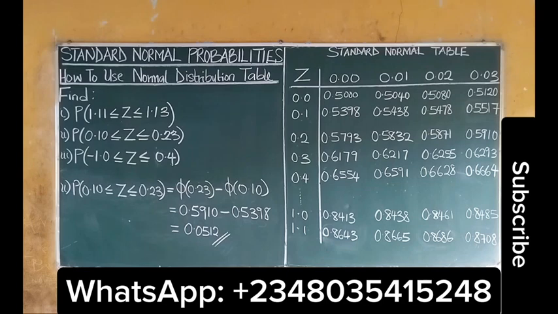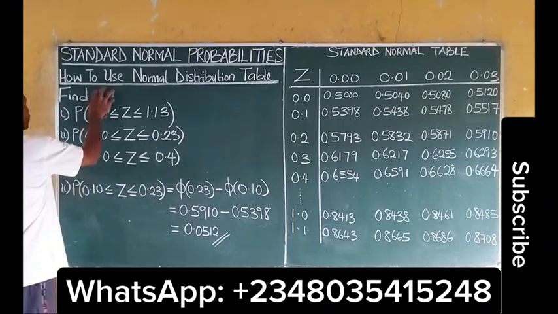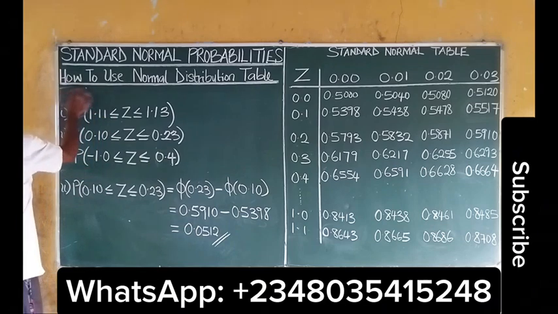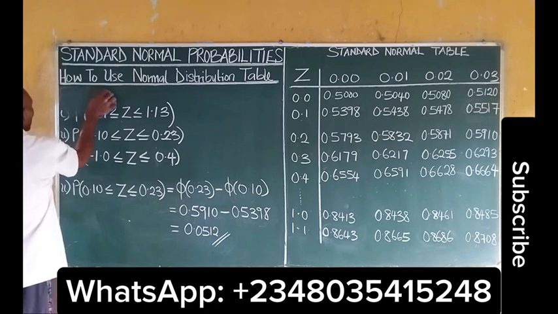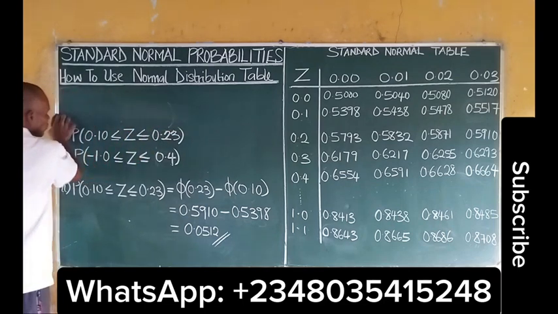Now, the next on our list is the third one. We are asked to find the probability. Here we have negative 1.0 and 0.4. So we are asked to find that. The next thing to do is to also clean this side of the board. We'll write it out so that we'll have a lot of space for it. Number 3.